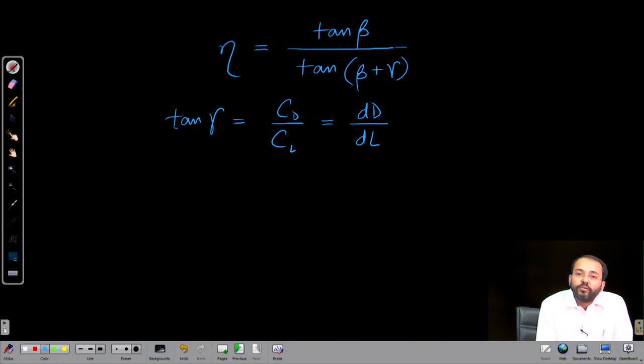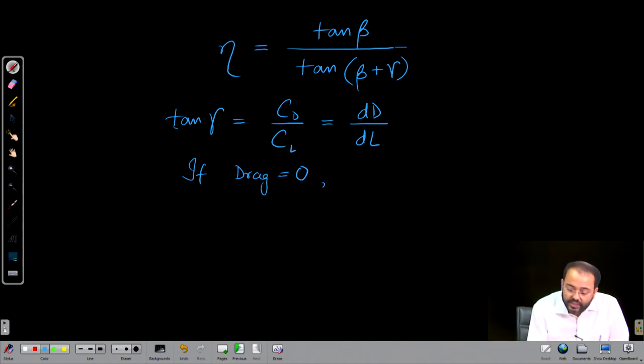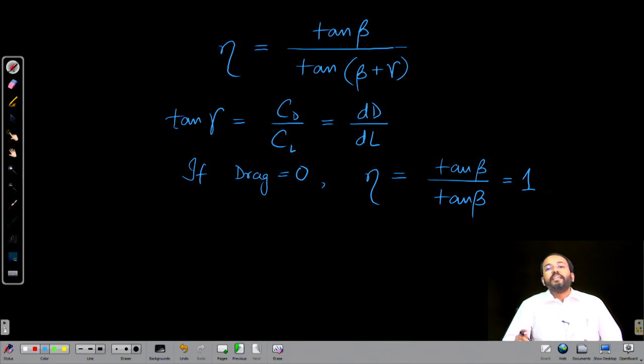So, when is tan gamma 0? If I assume that drag is 0, if there is no drag, then tan gamma will be 0. So, in that case, the efficiency of the blade element will be tan beta by tan beta, which is 1. Okay. This is a very curious observation from the blade element theory, where if we neglect drag, we can obtain an efficiency of 1. Okay. So, in the axial momentum theory, we have considered the induced velocity, the axial induced velocity, and that is how we have computed the efficiency. But in this blade element theory, the basic calculation that we have done right now, we have not considered any induced velocity. That is why the efficiency computed here has come to 1 if we neglect drag.